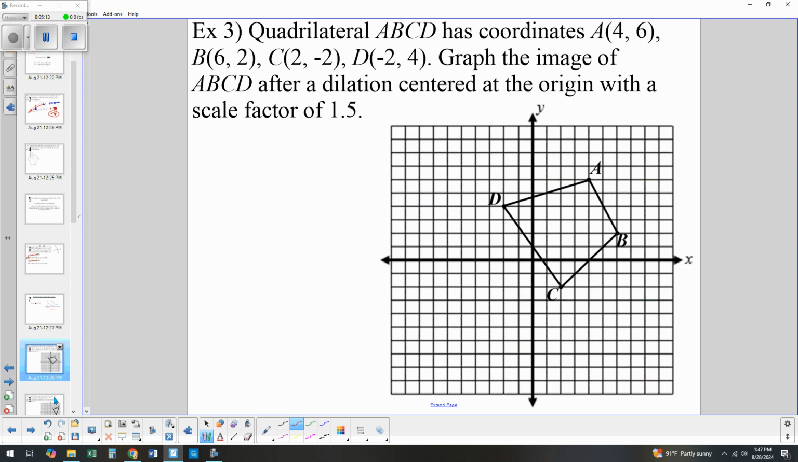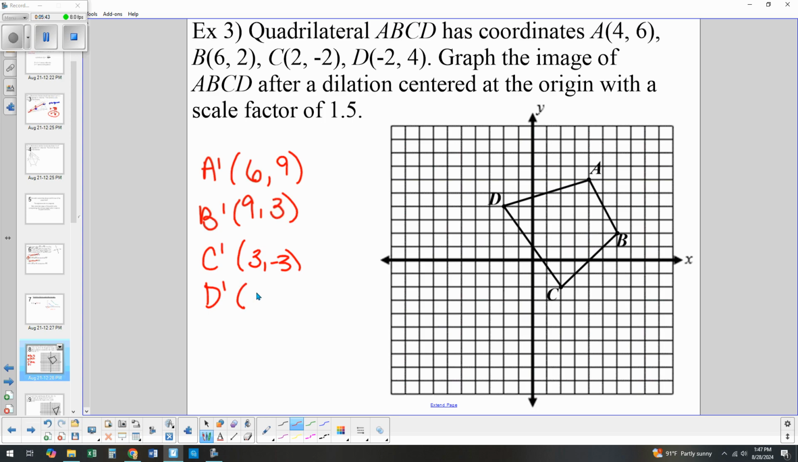So in example 3, we have quadrilateral ABCD, and we're given its coordinates. We want to graph the image of ABCD after dilation centered at the origin with a scale factor of 1.5. So if I multiply every single one of these ordered pairs by 1.5, so 4 times 1.5 is 6. 6 times 1.5 is 9. 2 times 1.5 is 3, and now everything is going to be a variation of that. 3, negative 3, and negative 3, 6.